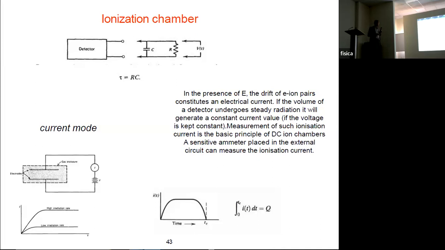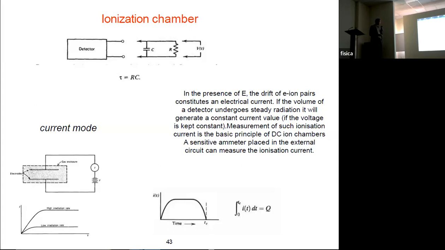And this capacitor is characterized by its capacitance. If you have a resistor connected to this capacitor, you can integrate the charge and get the current. And you will have the ionization chamber. Ionization chambers can operate in two modes, in current mode and in pulse mode.